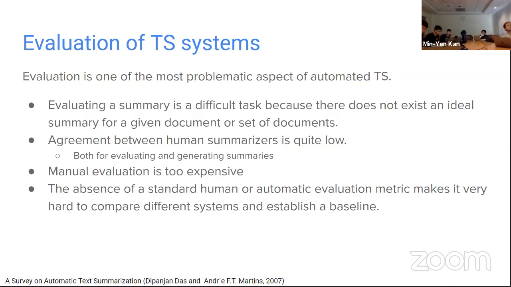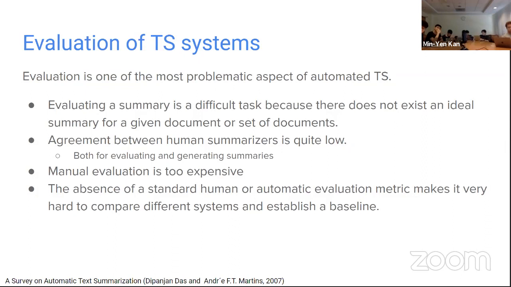So in the remaining 10 minutes, I think it will even take shorter than that, we'll just briefly explain two evaluation systems, because it's one of the important areas in text summarization. Evaluation is actually quite a problematic aspect of automated text summarization. It's actually true in general NLP as well. Evaluating a summary is difficult because, as we just discussed in the beginning of the discussion, there is not an ideal summary for a given document or set of documents.